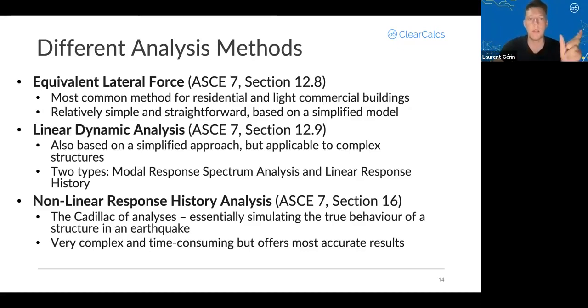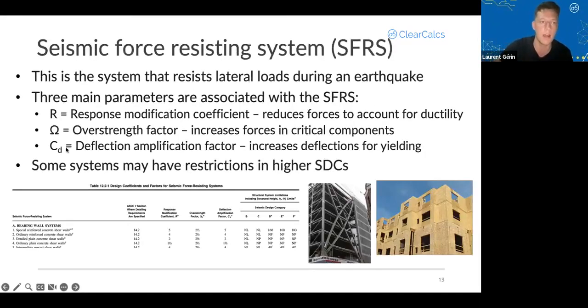And then, this is basically linear, so you're not going to account for any yielding or anything like that in your analysis. It's a very simple analysis in a way. But once you have this, you'll go back to those R factors, overstrength factors, Cd factors, and you'll just multiply your loads that you get by these factors.